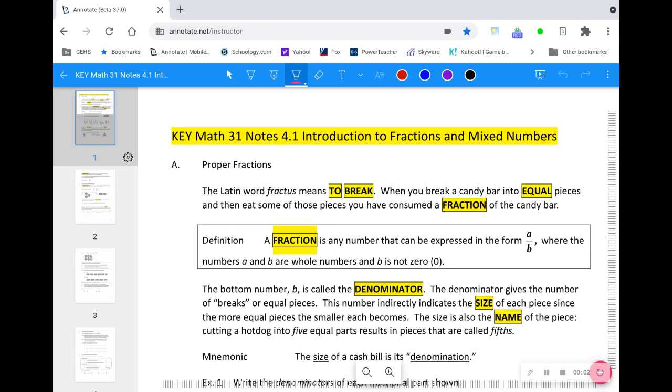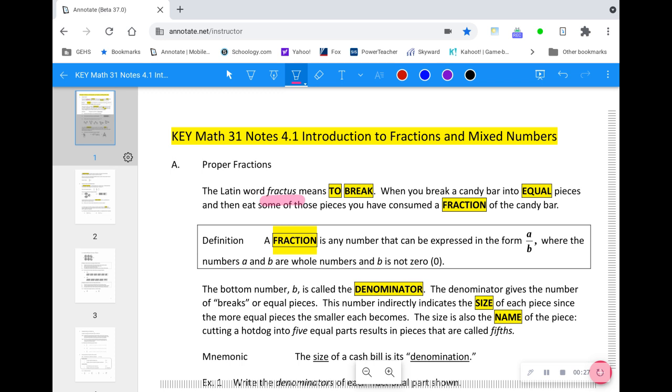Okay, welcome to Math 31 notes for section 4.1. And in this section, we're going to learn the vocabulary and the concepts associated with fractions and mixed numbers. Some of the basics that will carry over into future sections dealing with this. All right, so let's start with the main terminology here.